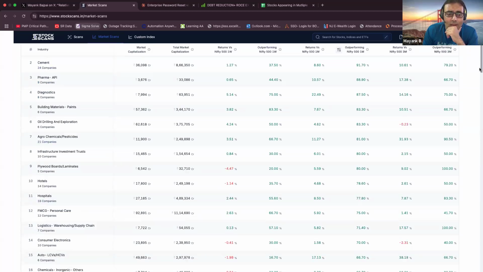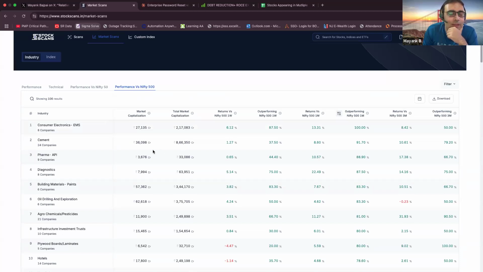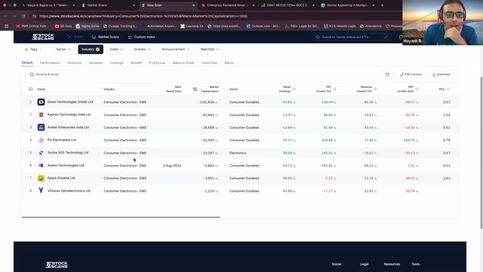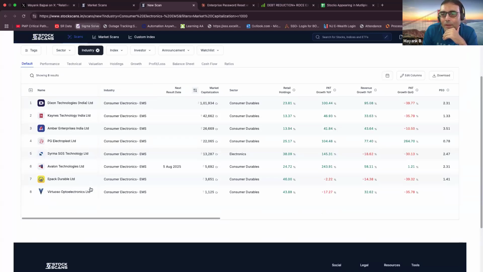So, take an example of hospitals. Look at this, if I'm allowed to round off this 77%, out of like 18 companies, almost 13 companies are outperforming Nifty 500 in a monthly time frame. Just imagine this, right? For further study, what you can do is, if I have to study what's happening in these companies, why they have outperformed Nifty 500 in a monthly chart, just click on it, and you see the list of companies over here, right?